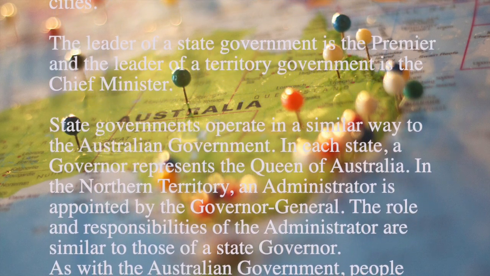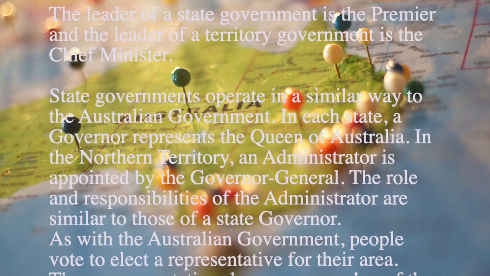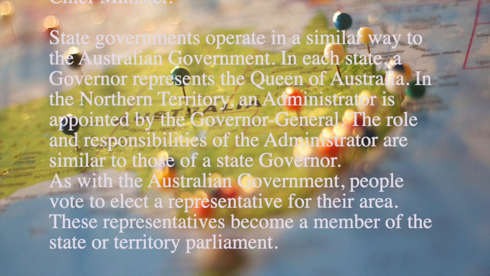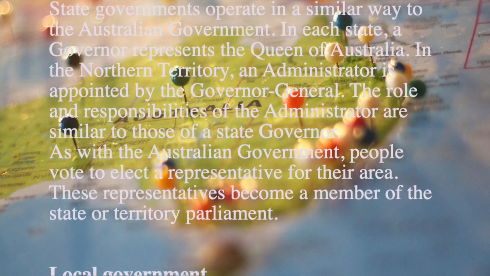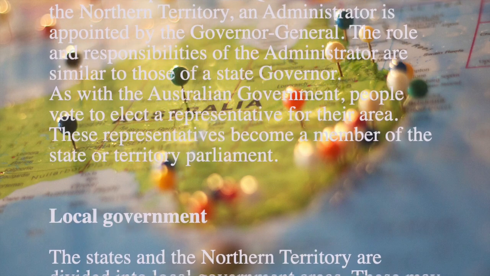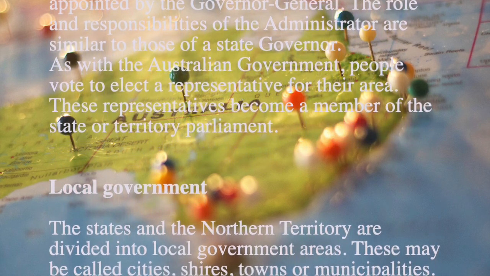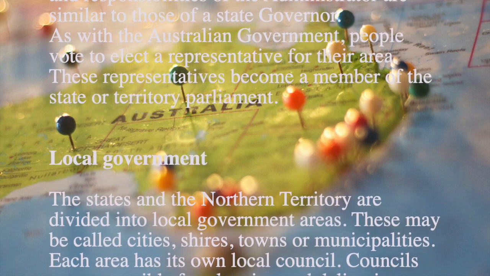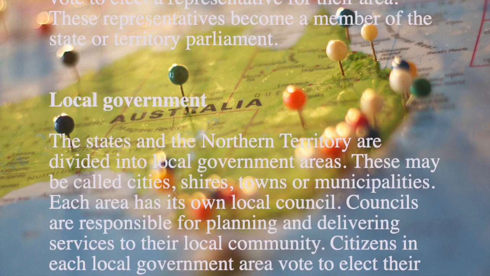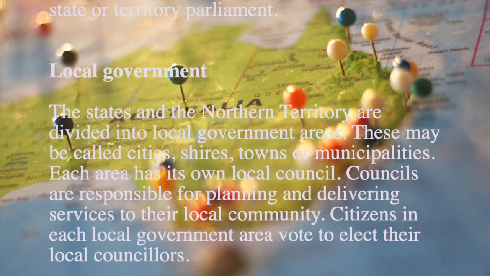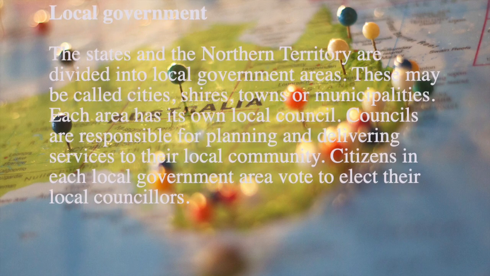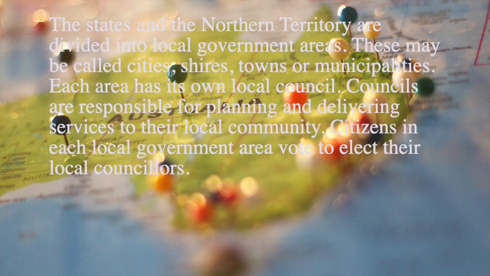State governments operate in a similar way to the Australian government. In each state, there is a governor representing the Crown. In the Northern Territory, there is an administrator appointed by the Governor-General. The role and responsibilities of the administrator are similar to those of state governors. So you can recall that in states you have a governor, and in territories you have an administrator. If you have any question on this, feel free to comment below, and I can explain further. As with the Australian government, people elect representatives for the area, and these representatives become members of the state or territory parliament.